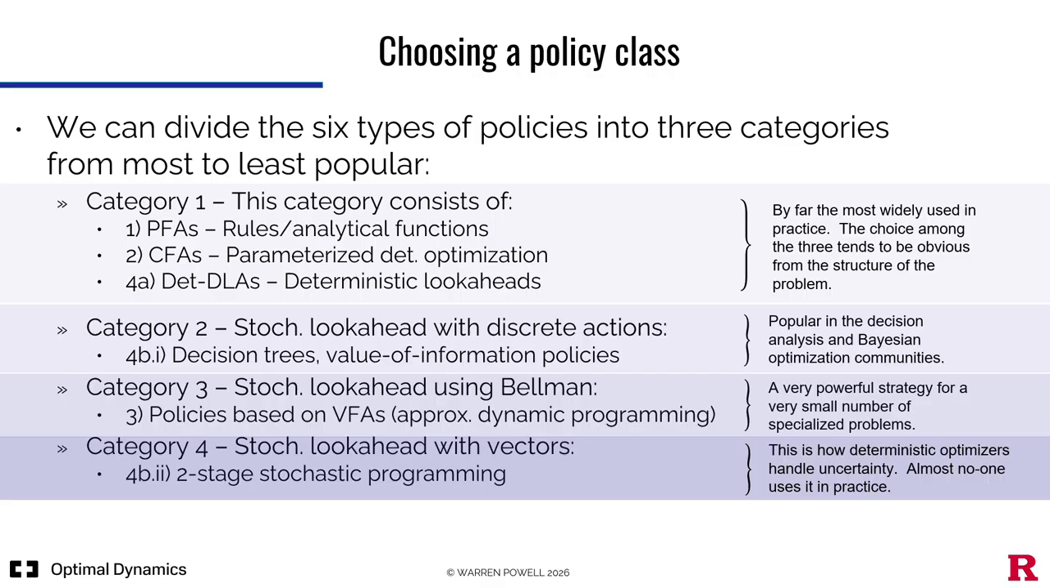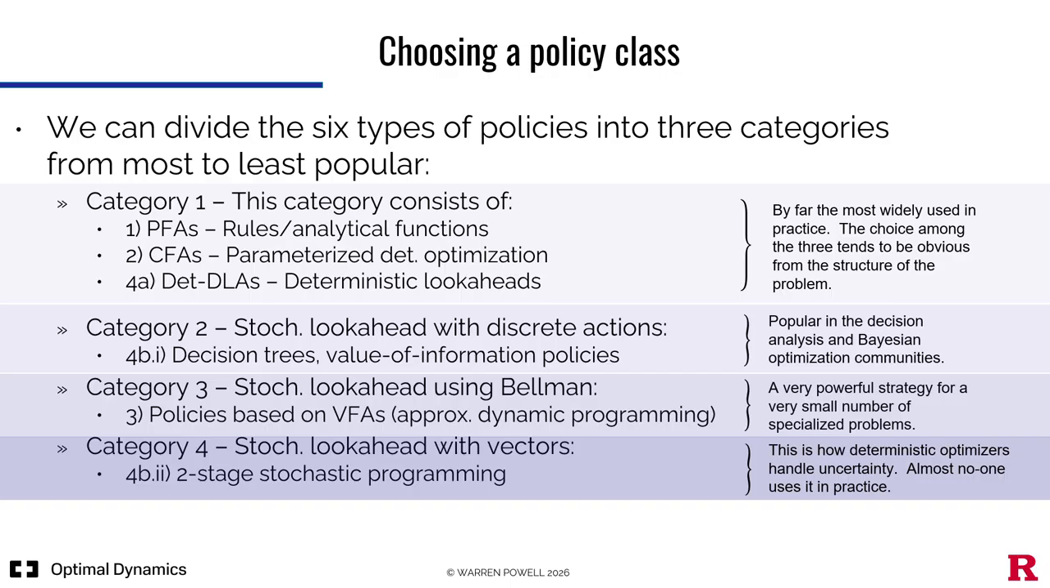Now, category 3 is where we start to get to the arcane. This is a category based on approximating something called Bellman's equation. So this was the category used where we had a value function approximation of the value of inventory at each plant. This is something I've worked on for many years myself. I have a 600-page book. I spent 15 years of my life, and my personal description of this is it's a very powerful strategy for a very small number of specialized problems.